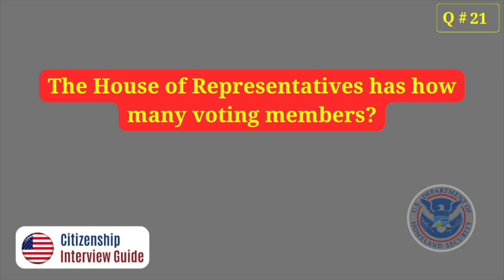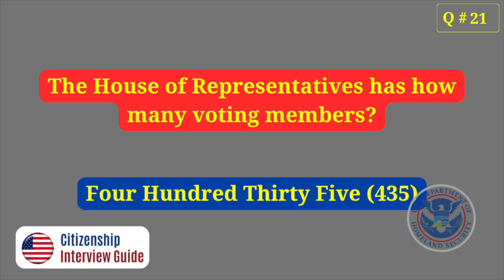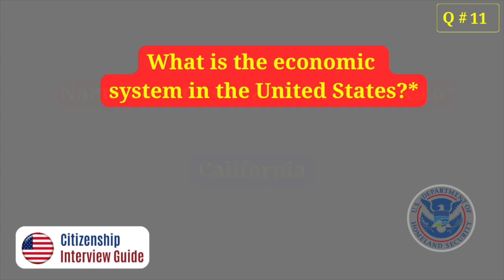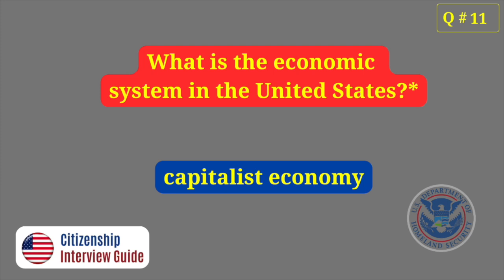The House of Representatives has how many voting members? 435. Name one state that borders Mexico. California. What is the economic system in the United States? Capitalist economy.